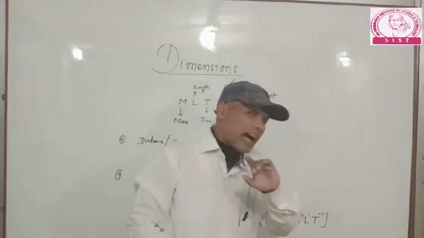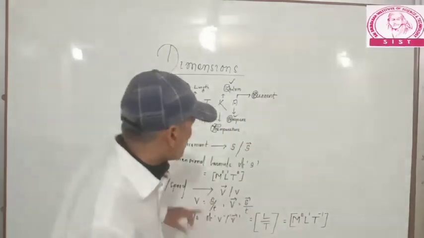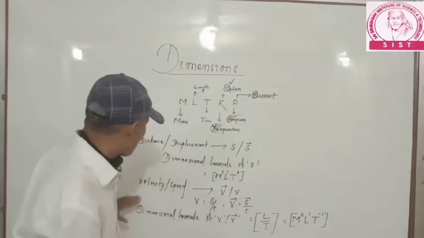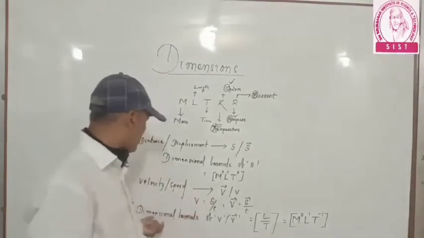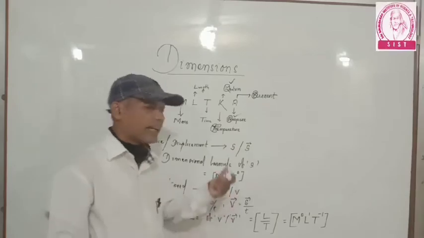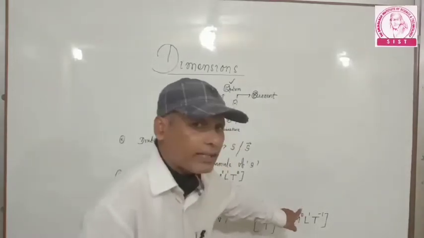Then I just want to know from you what its dimensions are. What are the dimensions of velocity or speed? Now the dimensions of velocity or speed are 0, 1, -1.